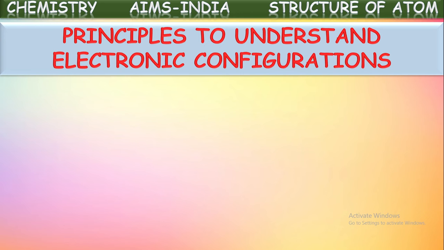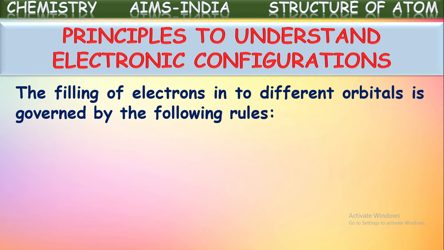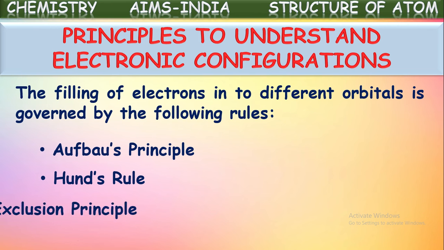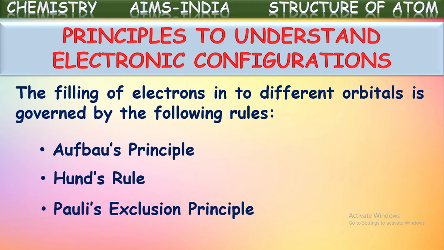Okay. So for writing the electronic configuration, we must know some principles, those principles which give an idea about writing the electronic configuration of the elements. The filling of electrons into different orbitals is governed by the following principles or rules. They are Aufbau principle, Hund's rule, and Pauli's exclusion principle. If we are able to understand these three principles, then we can write the electronic configuration of any element with knowing the atomic number.